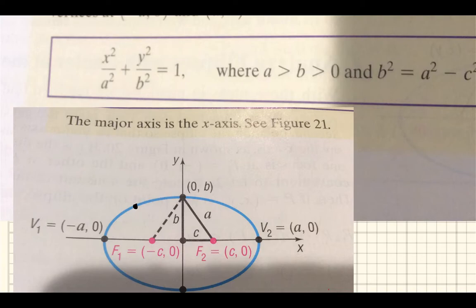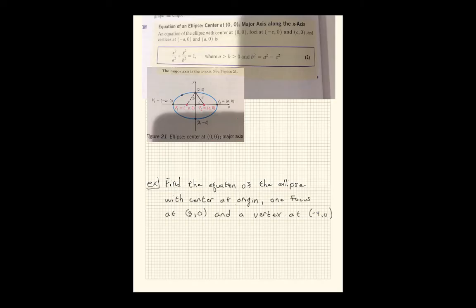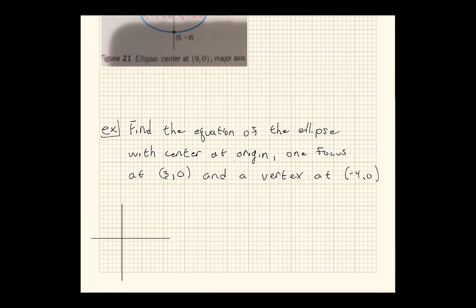I know I just explained a lot, but let's go ahead and look at an example, because I think that'll help us better connect what we're looking at. It says, find the equation of the ellipse with the center at the origin, one focus at 3, 0, and a vertex at negative 4, 0. So I'm going to do a little sketch just so we know where things are.